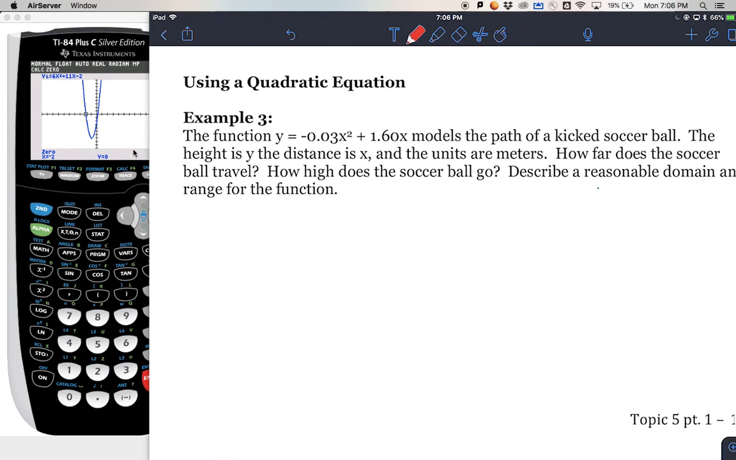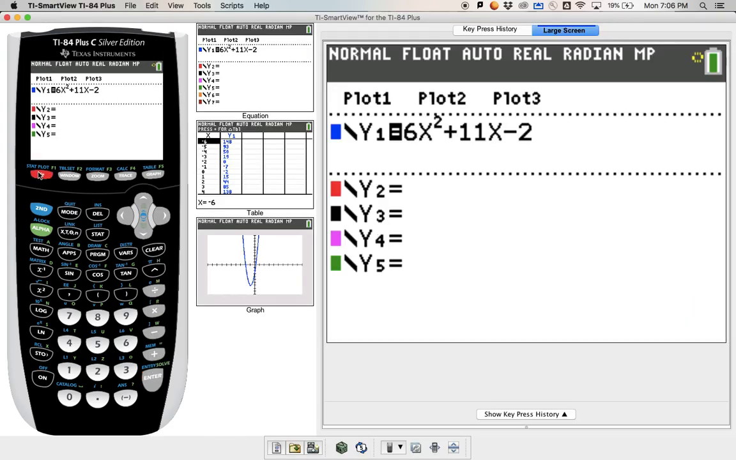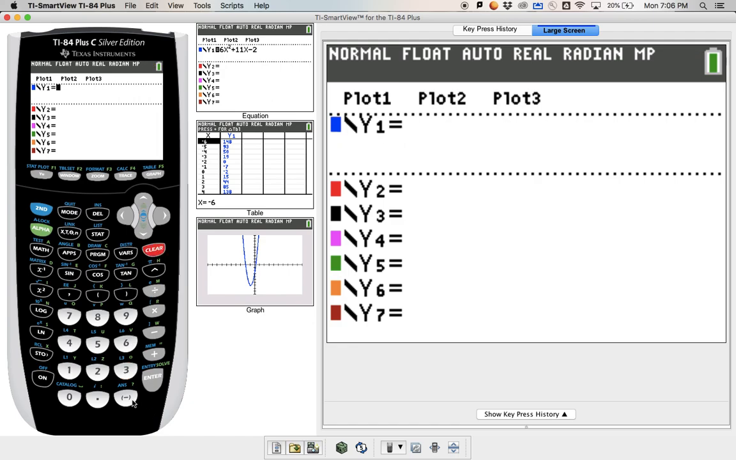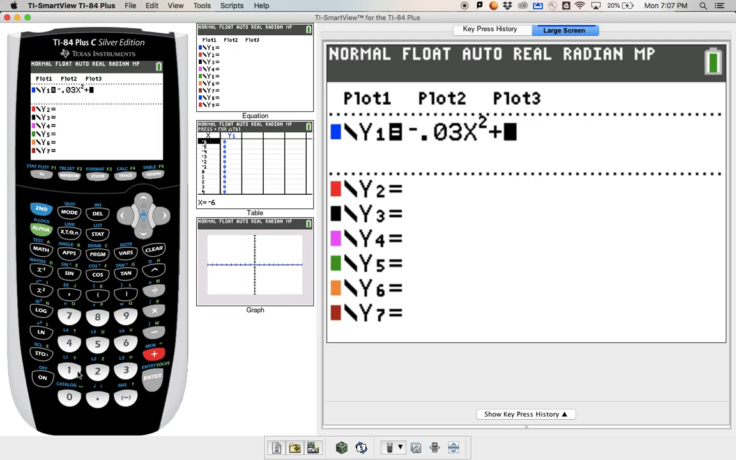Okay, so something like this you probably have a graphing calculator for. So we're going to switch back to the graphing calculator. We got the negative 0.03. Oh, and actually I need to clear out whatever is here. So let's try that again. Negative 0.03, and then x squared. Hopefully I typed that in right. Okay, and then plus 1.6x. 1.60x, it doesn't matter if you have that.